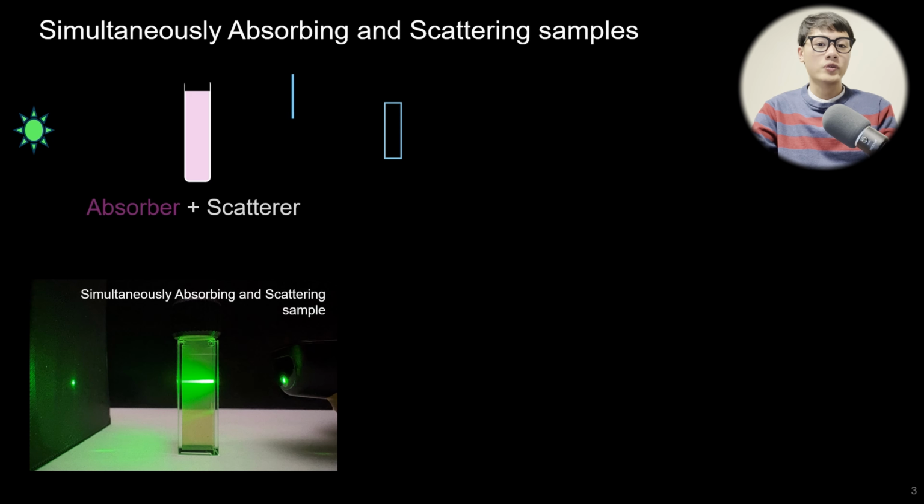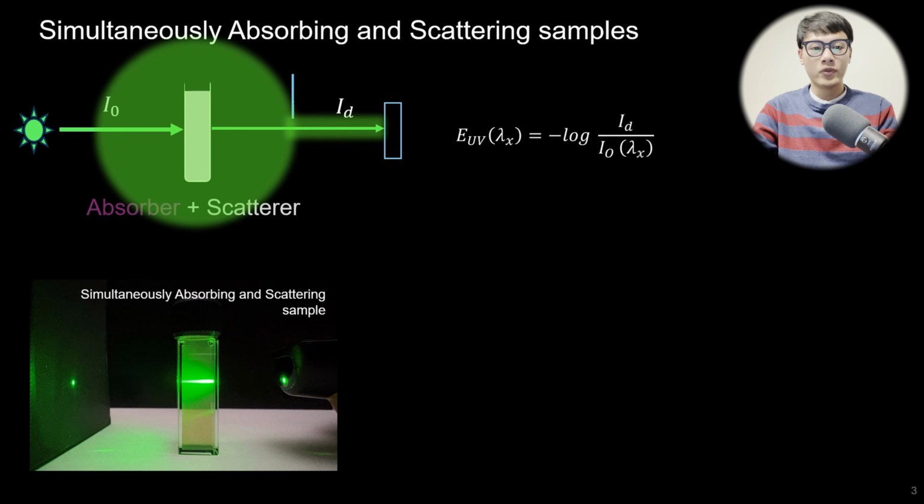We're now heading to simultaneously absorbing and scattering samples. In this case, the sample both absorbs and scatters light. As the incident beam enters the sample, a portion of the photons is absorbed, just like in the pure absorber case, and another portion is scattered in various directions. The UV-Vis instrument once again calculates the extinction based on the negative logarithm of the ratio between the detected intensity and the supplied intensity.